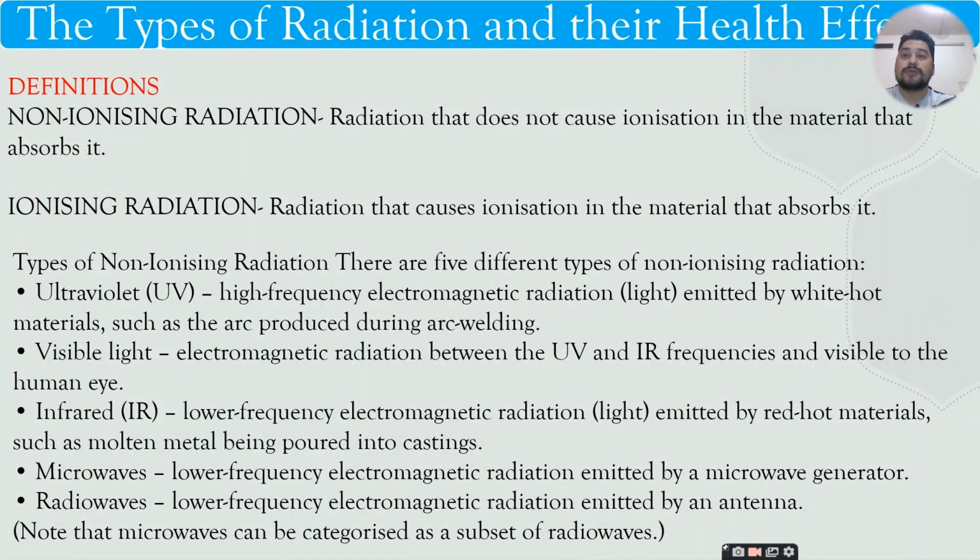Fourth one, we have microwaves. Microwaves are lower frequency electromagnetic radiation emitted by a microwave generator. Fifth one, we have radio waves, lower frequency electromagnetic radiation emitted by an antenna. Note that microwaves can be categorized as a subset of radio waves.